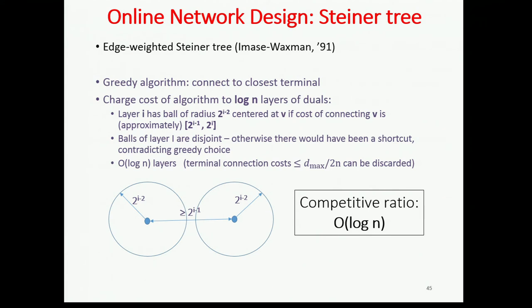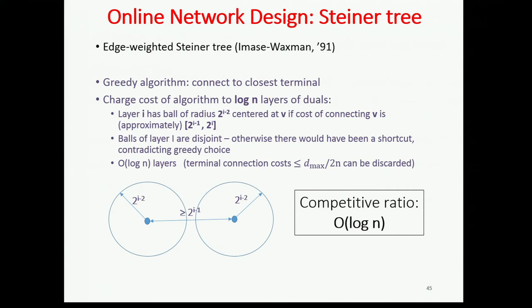There are many ways to analyze this algorithm. Let me show you the approach through dual fitting. The idea is the following. Instead of having one dual solution, we're going to have a family of dual solutions, actually log n, corresponding to different connection costs. If the connection cost is between 2^(i-1) and 2^i, that will define a family of dual solutions.